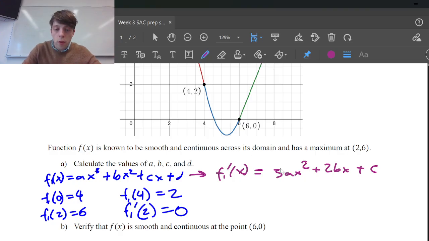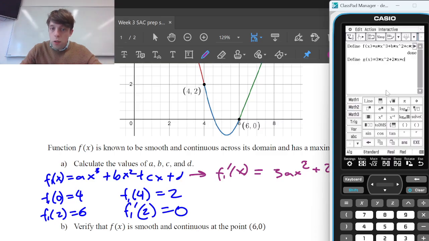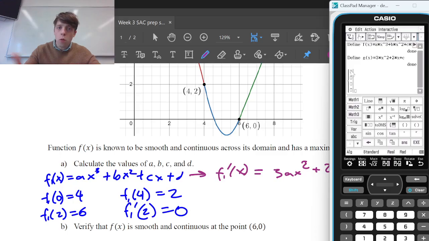All right, so this is our derivative function. So we're going to define g of x as equal to that derivative. And now I'm just going to fill in the initial conditions on the CAS. So I'm just going to create 4 lines because I've got 4 initial conditions. I'm just going to type them in.